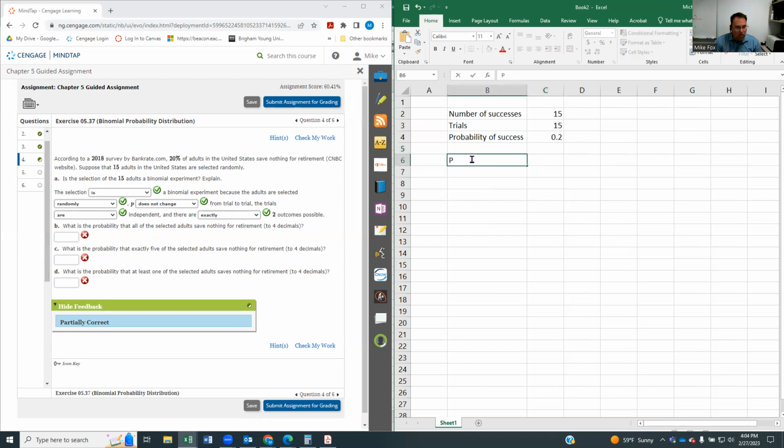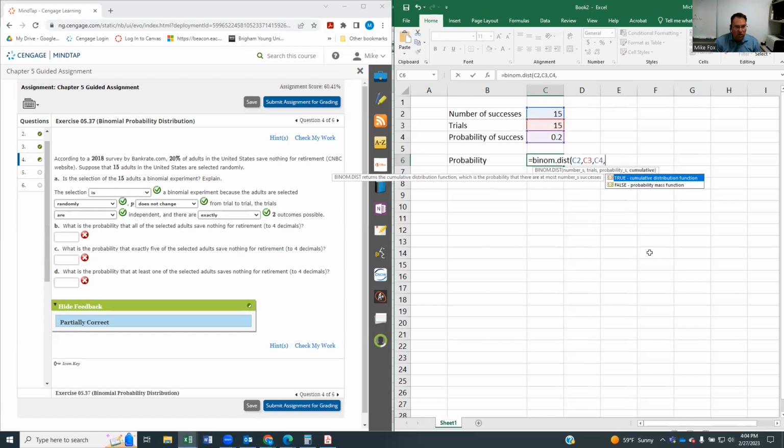So now we're going to say, well, the probability, so in this case, the probability that we ask or select 15 people and none of them are saving anything for retirement is binom.dist, where we have number of successes, 15, number of trials, 15, the probability of success on one trial, 0.2, and then cumulative, which means either that we're going to, if we say true, let's just look at it.